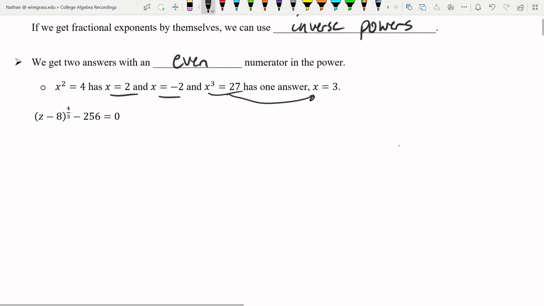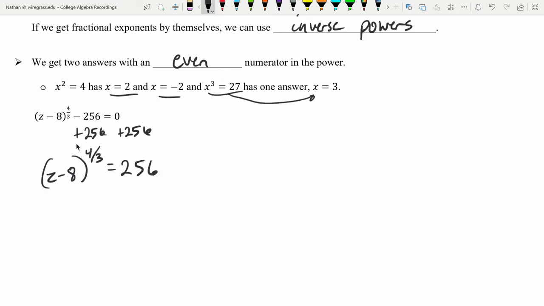We have (z minus 8) to the 4/3 power minus 256. To do this, I'm going to get the whole power term by itself. So (z minus 8) to the 4/3 equals 256. And to get rid of this 4/3, I'm going to take the inverse powers. Now I could multiply both sides by 3/4 and continue, but I'm going to take it one step at a time to show you this whole even numerator power thing, because we do have an even in the numerator. So the first thing I'm going to do is take the 4th root of both sides.